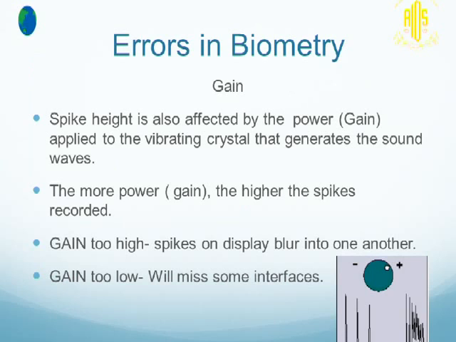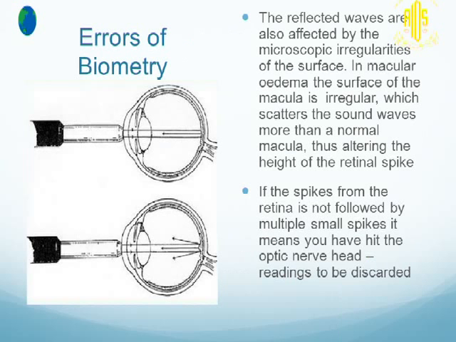Spike height is also dependent upon the power or the gain applied to the vibrating crystals that generate the sound waves. The more the power or the gain, the higher the spikes recorded. But overdoing it, by having too much gain, spikes become blurred and merge into one another. If the gain is too small, you will miss many of these interfaces. The reflected waves are also affected by the microscopic irregularities on the surface from which they are reflected.